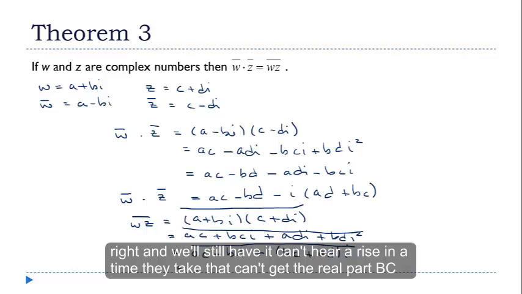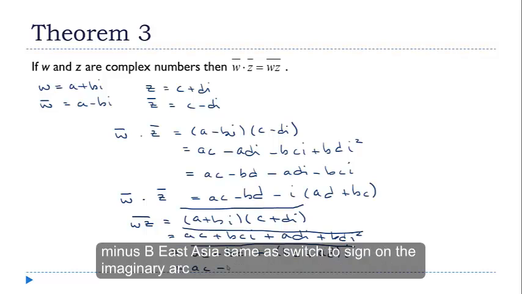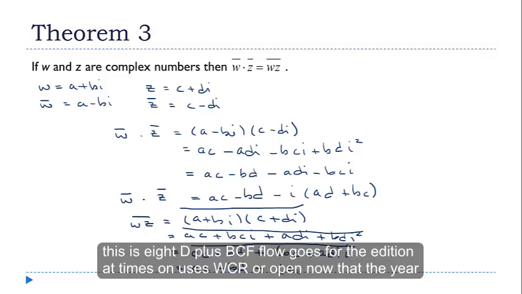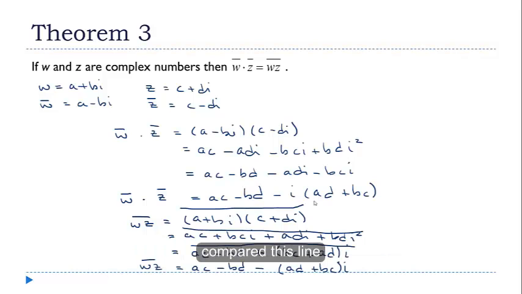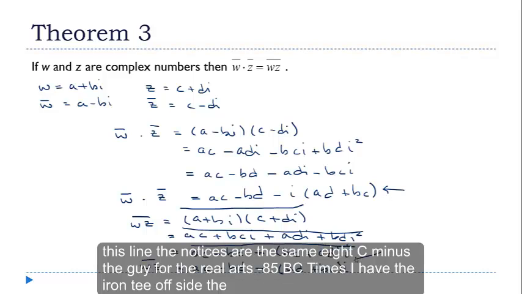Now I'm going to take that conjugate. The real part, AC minus BD, stays the same. I switch the sign on the imaginary part. This is AD plus BC, I just flip the addition in there, times I. This is WZ bar. But now look back up here. Compare this line to this line, and you notice that they're the same. AC minus BD for the real parts minus AD plus BC times I.